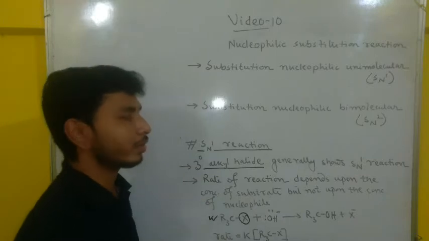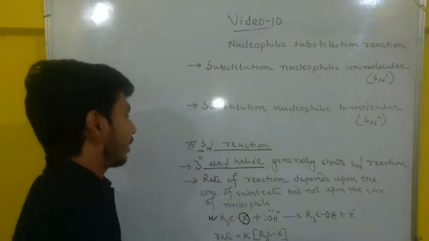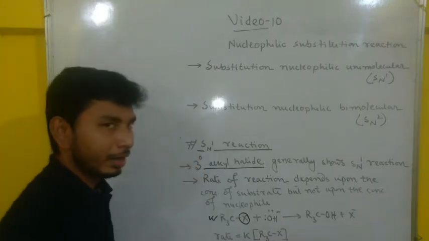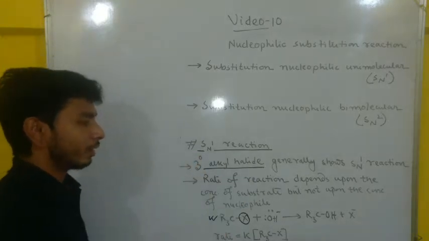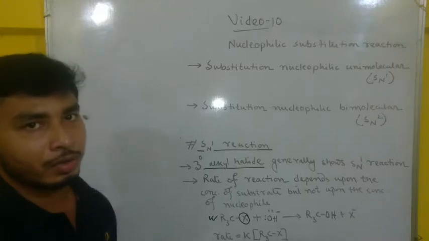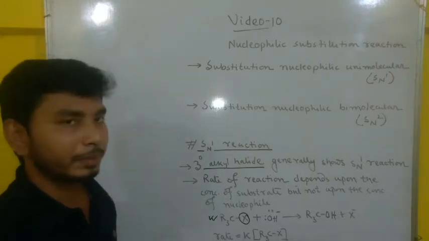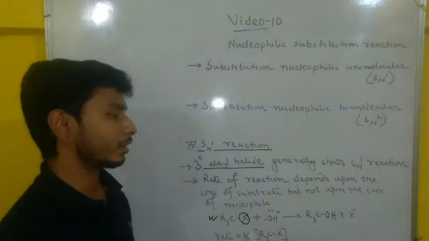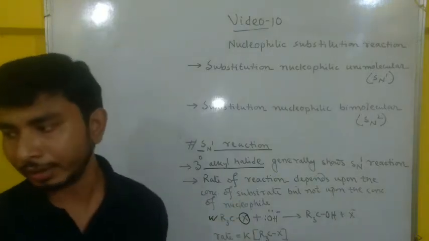So this is about the SN1 reaction. This type of reaction is shown by 3-degree alkyl halide. In SN1 reaction, the rate depends upon the concentration of one reactant species, that is the concentration of alkyl halide, but not upon the concentration of the nucleophile.